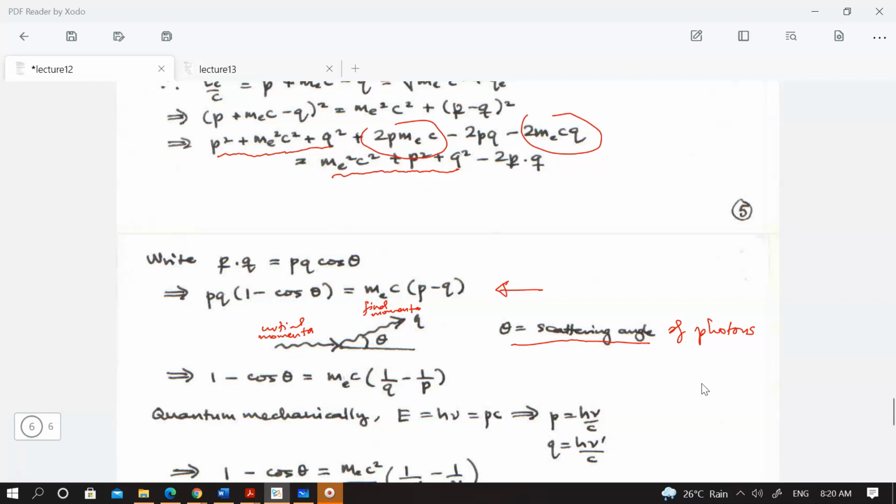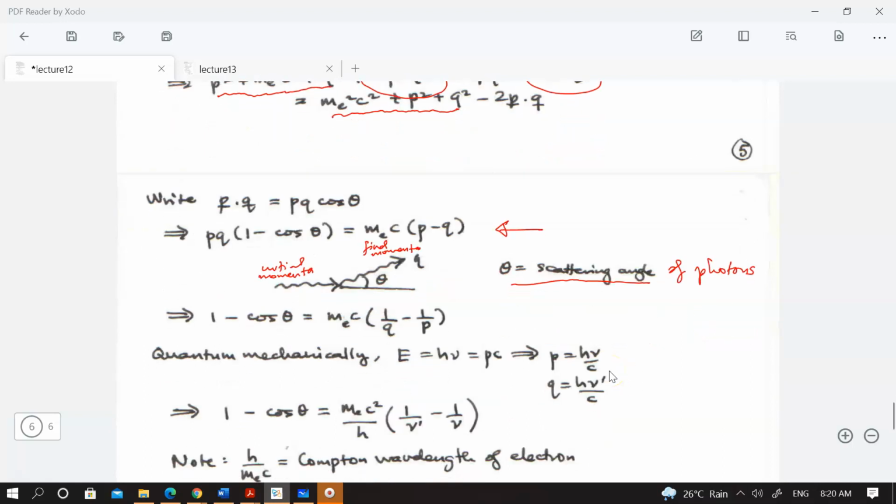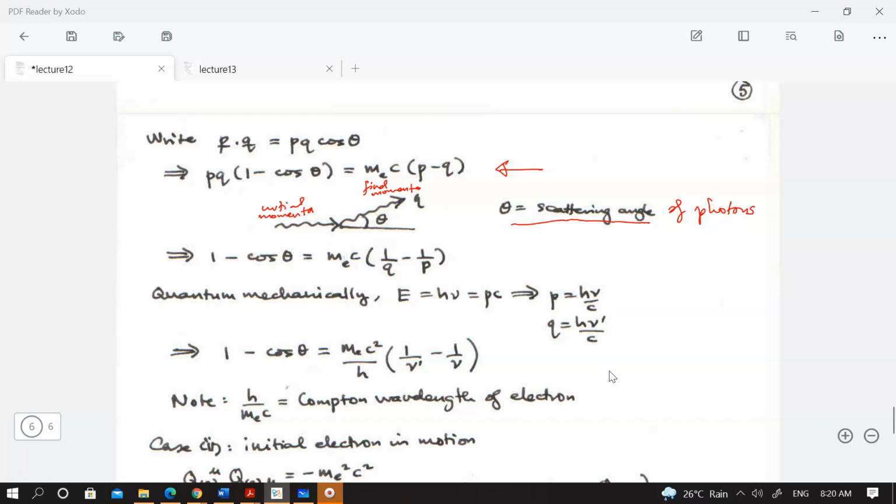So you divide this whole equation by PQ, so that removes that PQ. So you get 1 minus cos theta, and then MEC, and P divided by PQ gives you 1 over Q, and Q divided by PQ gives 1 over P. Okay, so we are almost at the point of reproducing your Compton scattering formula.